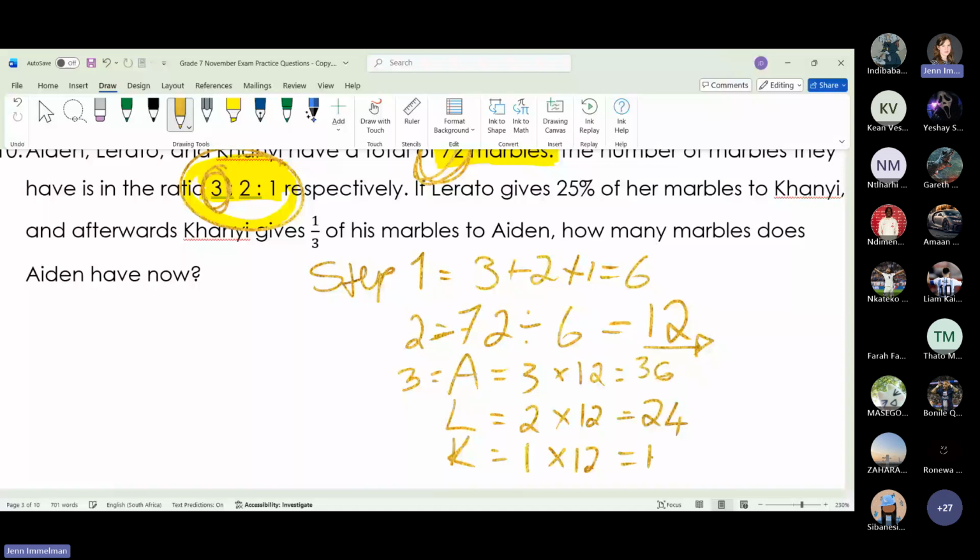I've only read the first 2 sentences of my word problem, and I've already gotten 4 marks. No, 5 marks. 1, 2, 3, 4, 5. 7.